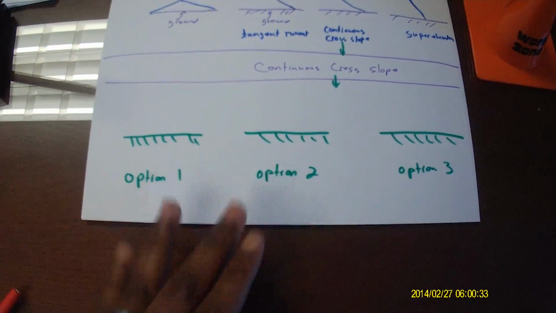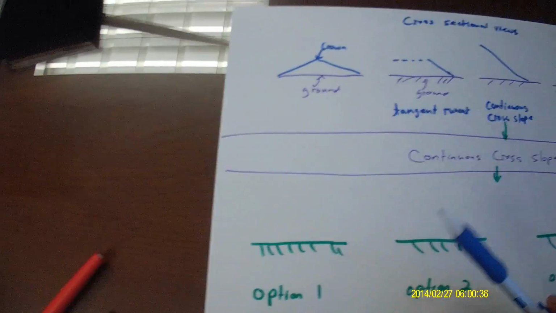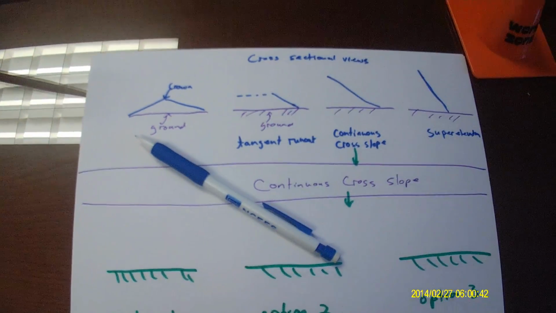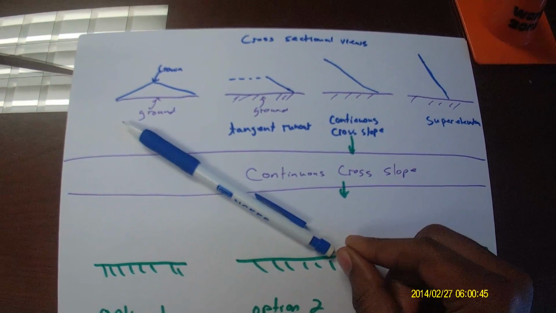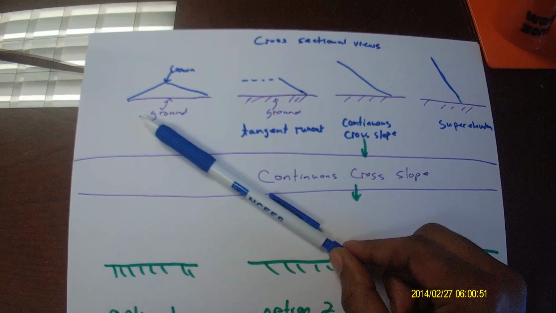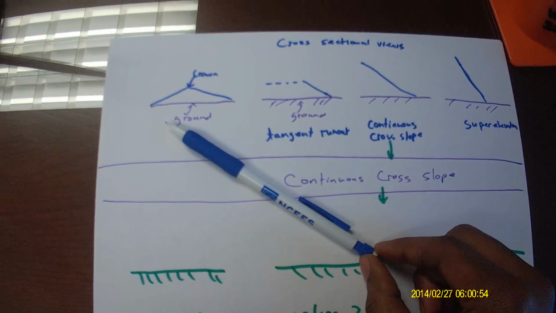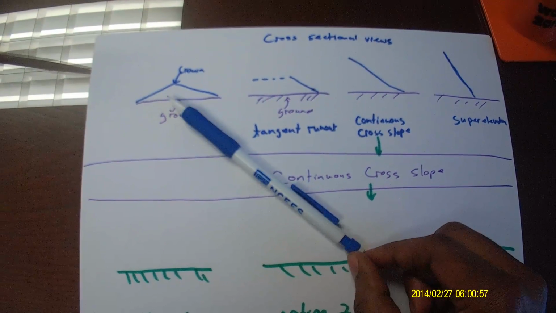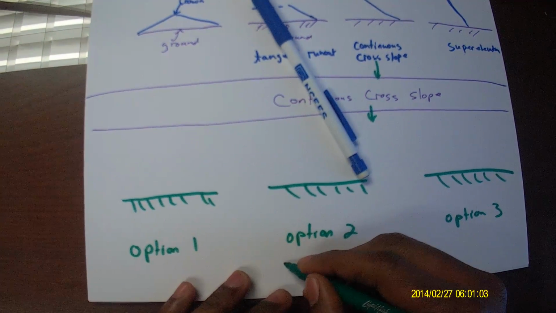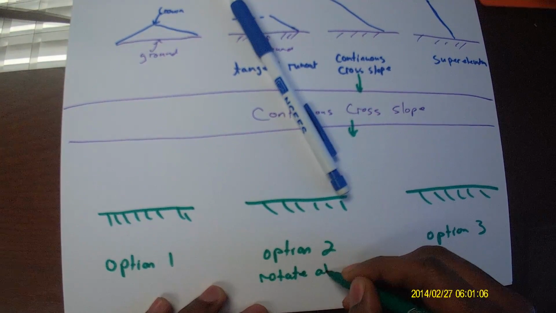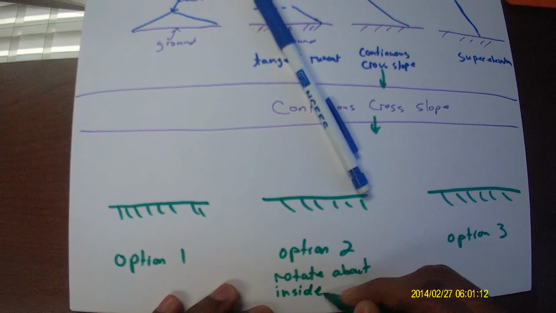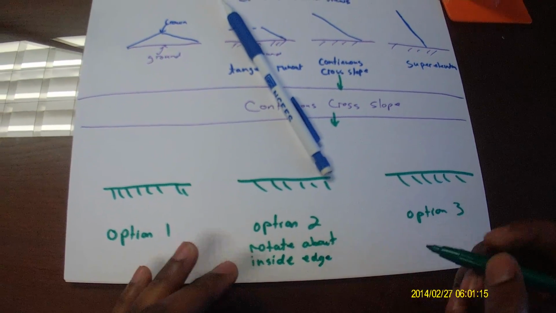So let me go ahead and describe what this looks like here. Let's just say the pencil is basically the continuous cross slope. Okay, and now I need to super elevate it. Well, I can basically hold this at this pivot and super elevate it about what we call the inside edge. Okay, so I can rotate about the inside edge and super elevate it that way. So option 2, we'll just call it rotate about the inside edge.